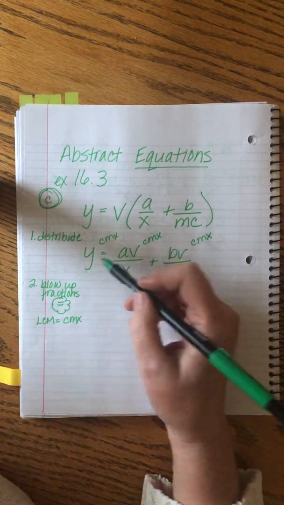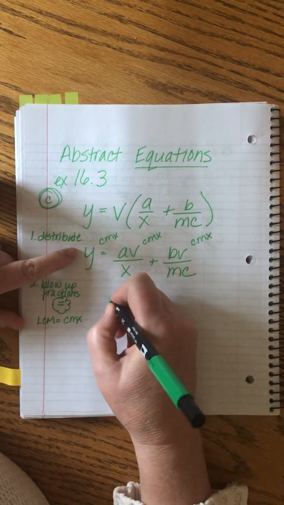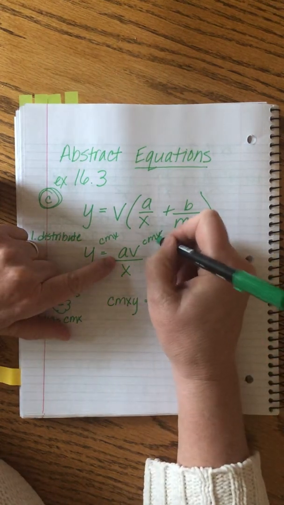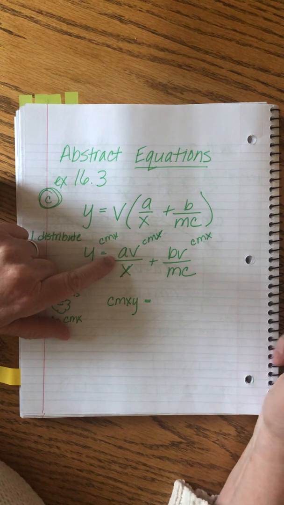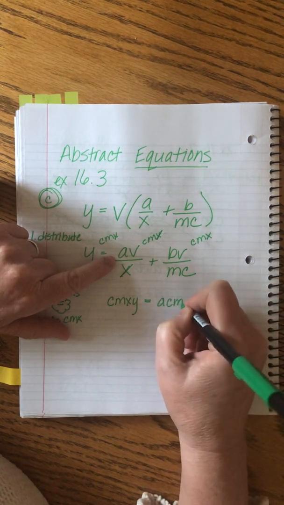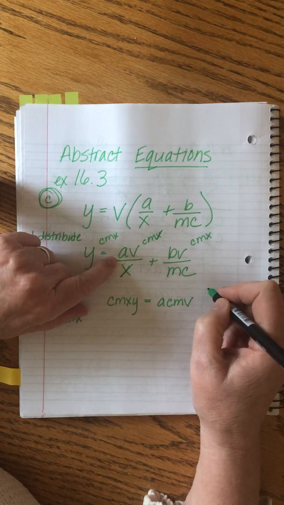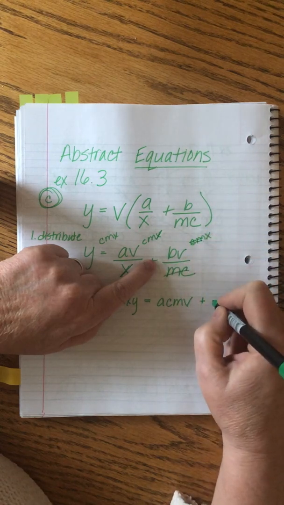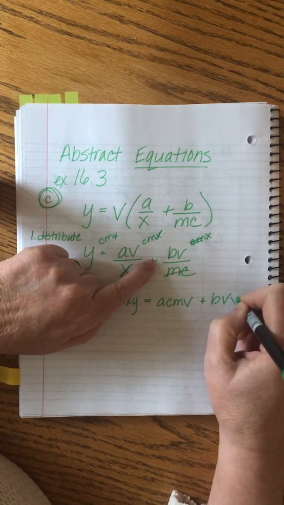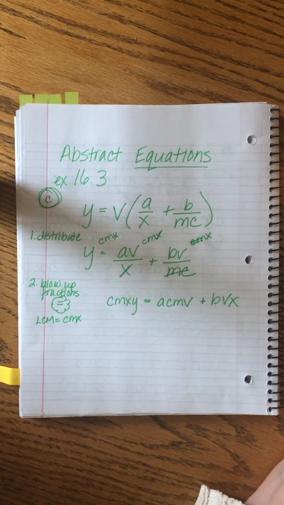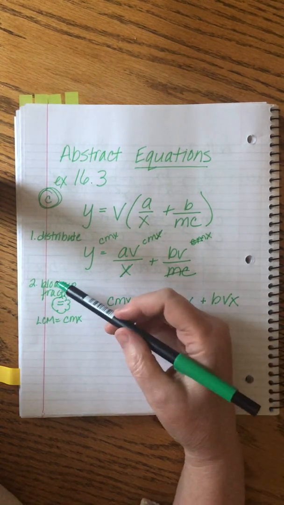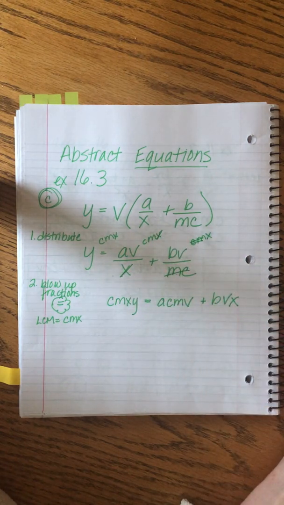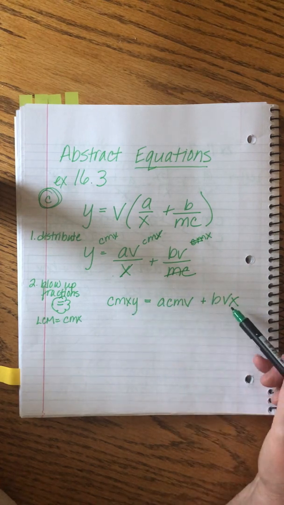Now we're going to simplify. This side, there's nothing to do, so I'm just going to write CMXY because I like alphabetical. Here we can cancel this x against this x. And we have ACMV, if I go alphabetical, and then plus, and here the MC's cancel, and we have BVX. Okay? That's the whole idea of calculating the LCM and then multiplying each term, it allows us to cancel our denominators against them. Okay, so now we've got this.